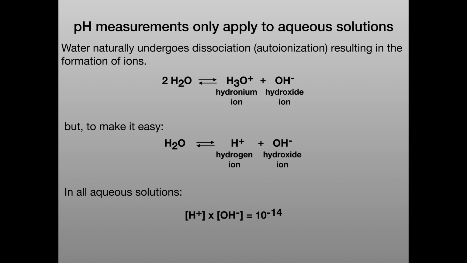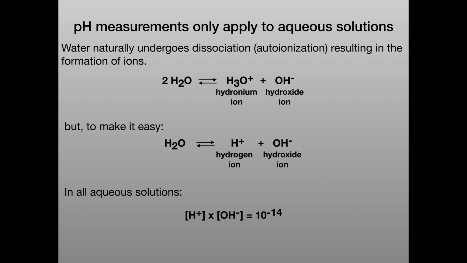So let's go through these definitions. First of all, pH only applies to aqueous solutions. Why is this? Because water has the ability to undergo what's called dissociation. This occurs naturally. The process of water dissociation is seen here at the top, where two water molecules interact, one losing a hydrogen ion or a proton and the other acquiring this hydrogen ion. This produces two charged ions, hydronium and hydroxide.